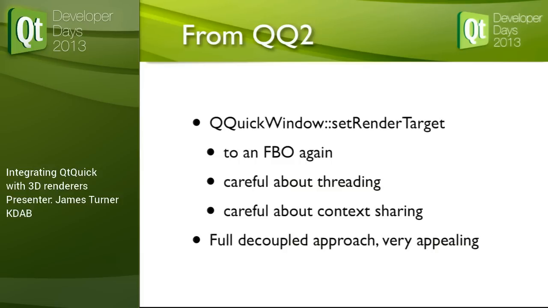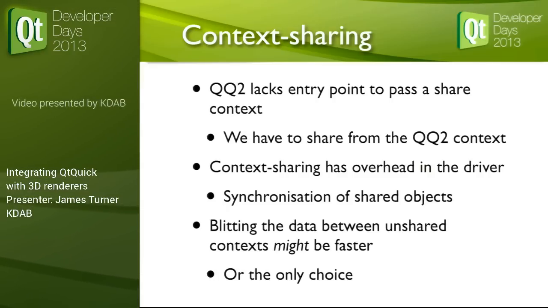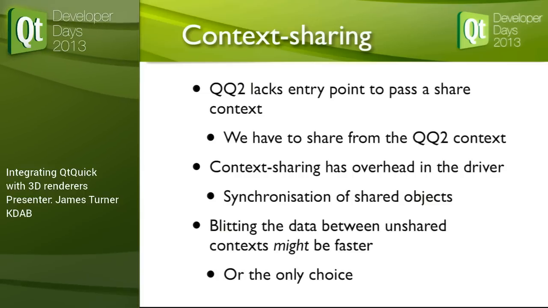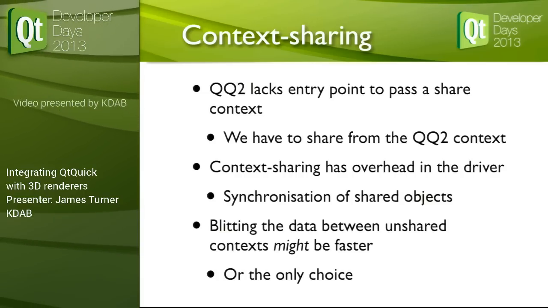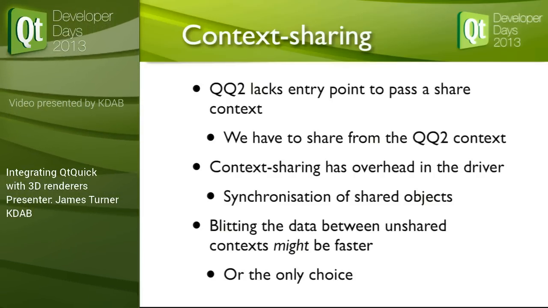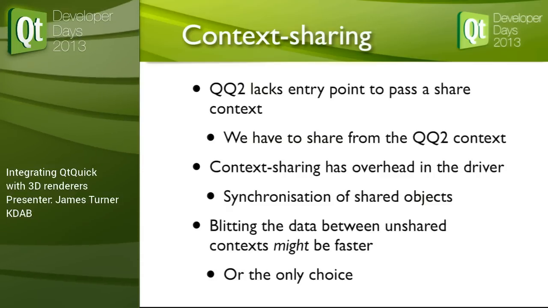However, it's quite an appealing approach because we have this full decoupling. There is no way to say, go and share the scene graph context with this one I already made. You have to do it the other way around. You have to wait till QtQuick and the scene graph build you the context, get it, and then create your context which shares with it. Because remember, or maybe if you don't know, context sharing requires that one context is passed to the other before you call create on QOpenGLContext. And context sharing has some overhead in the driver, particularly if they're going to be used from different threads, because it has to do some synchronization of shared textures, frame buffer memory, all those things.